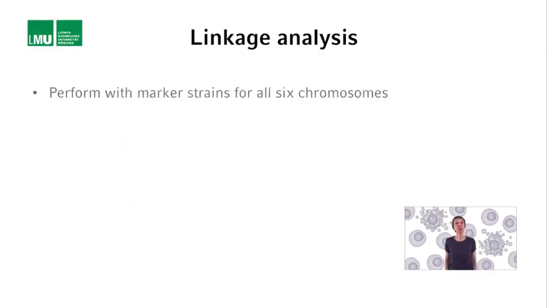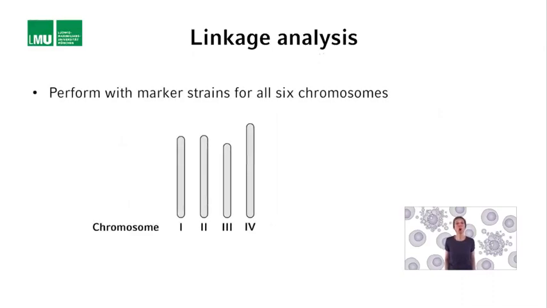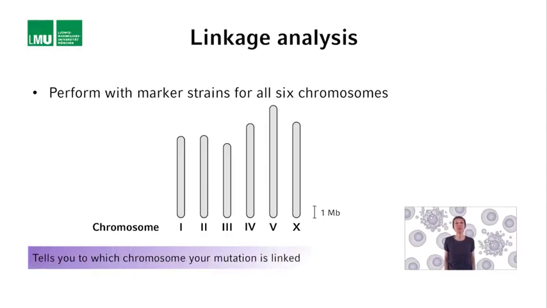This analysis you perform with marker strains for all 6 chromosomes, or at least for 5 of them, because you can do other analyses to determine whether your mutation is on the sex chromosome, the X chromosome. Together, these analyses should result in the identification of one chromosome to which your mutation is linked. The next step then is to determine where on that particular chromosome your mutation is located.